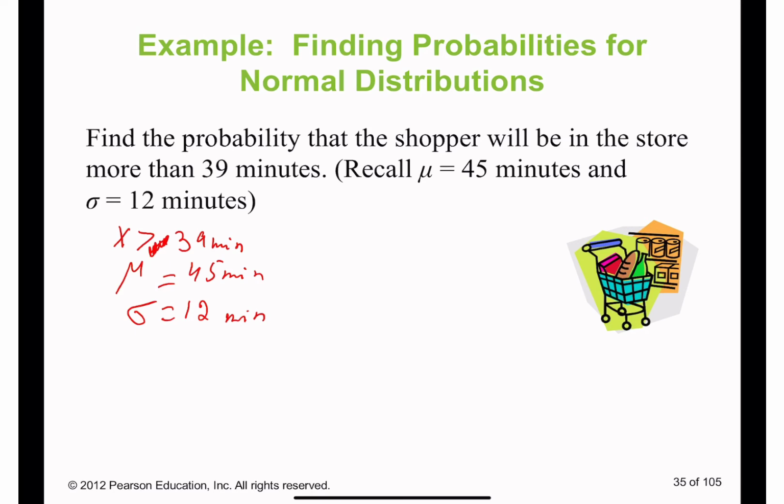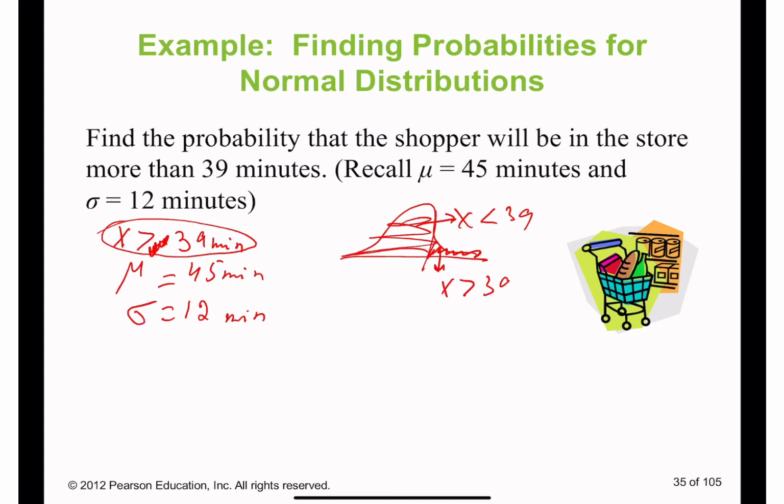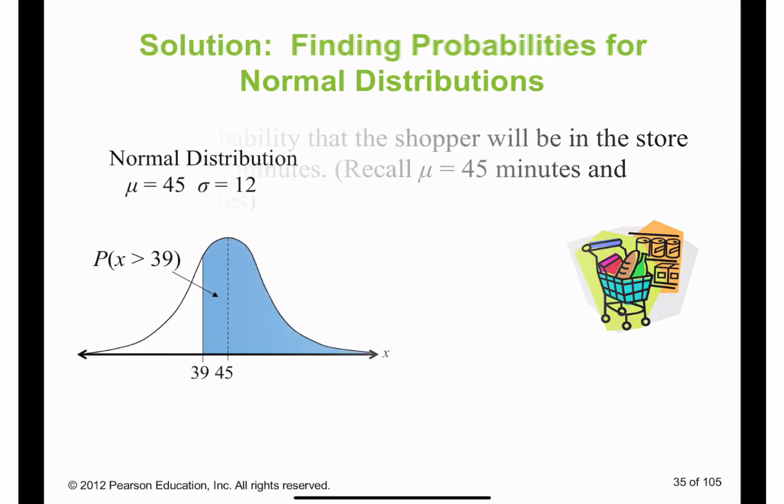So x is greater than 39. Let's see how we're going to solve it. When we are interested in greater than 39, that means we are interested in the right tail, right? Not the left tail. For the left tail, it would be x is less than 39, but for this one, it looks like x is greater than 39, correct? So we are dealing with the right tail here.